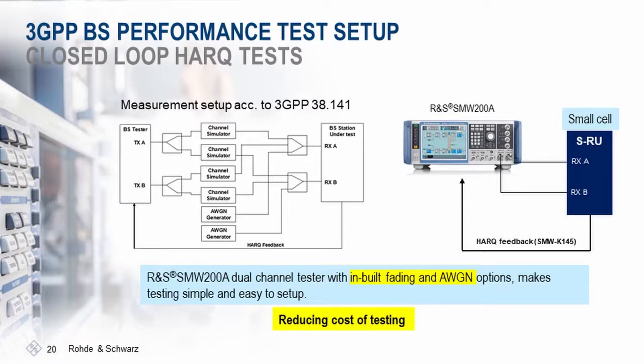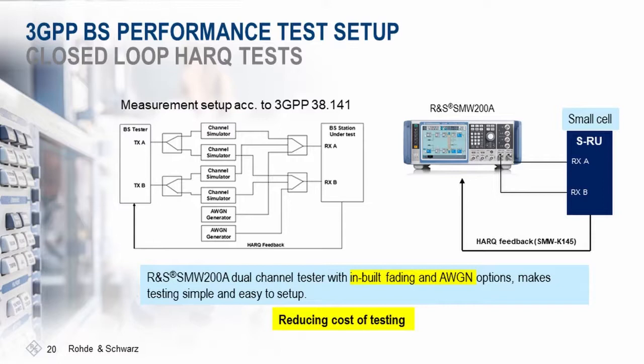So here, this whole setup can be simulated using the SMW200A, which is a dual channel instrument with inbuilt fading and AWGN. And this complete setup can be simulated with one box. The outputs of the SMW200A is directly connected to the receiver of the small cell in case of an integrated small one unit small cell.